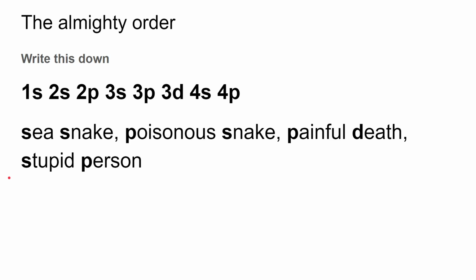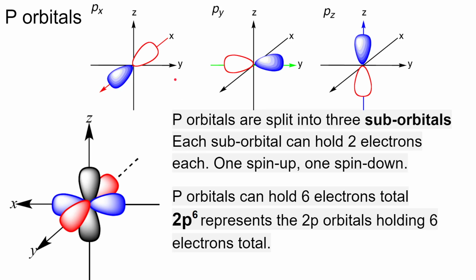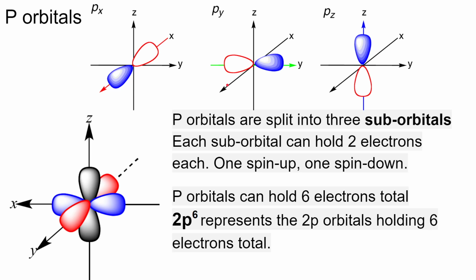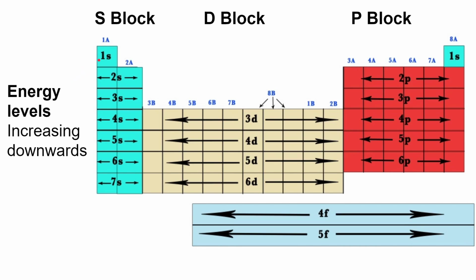This is the almighty order. And what does this mean? 1s, 2s, 2p, 3s, 3p, 3d, 4s, 4p. So this is the order of how we fill up our electrons. Okay? So we can just read this by going across the table. So let's go across the table. We start at 1s, 1s, 2s, 2p, 3s, 3p.